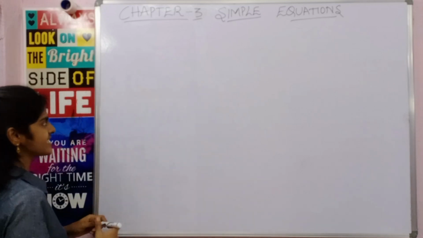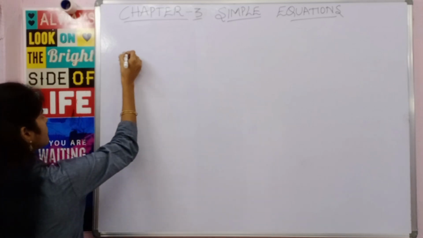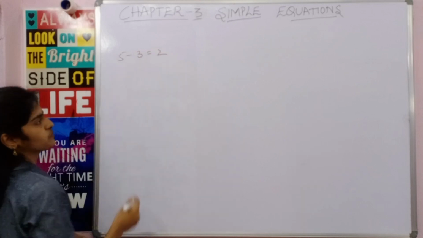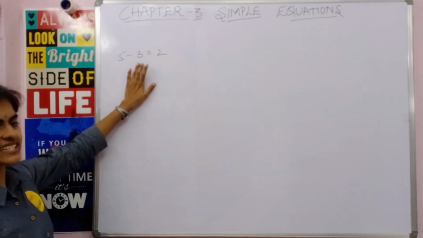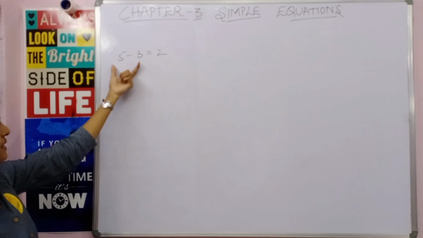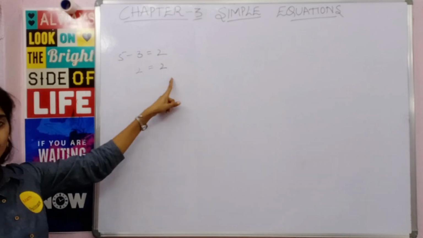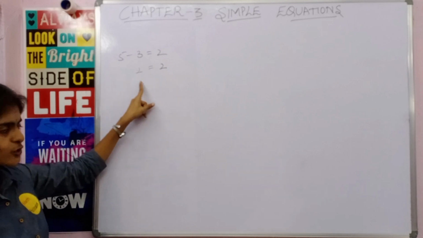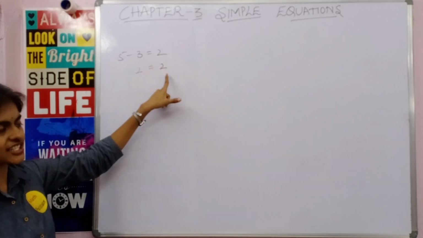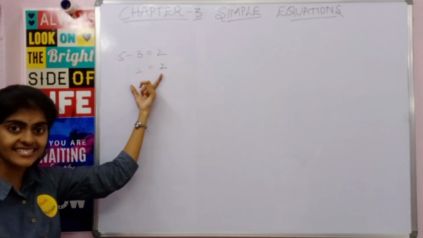Okay, so let us take one example. Suppose 5 minus 3 equal to 2. So 5 minus 3 is 2, and you got 2 equal to 2. So LHS equal to RHS. This is LHS and you have RHS as 2. So 2 equal to 2. So this is satisfying.